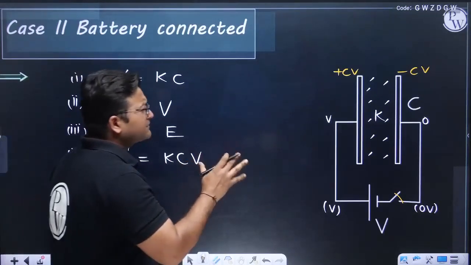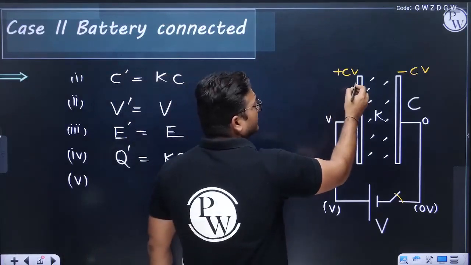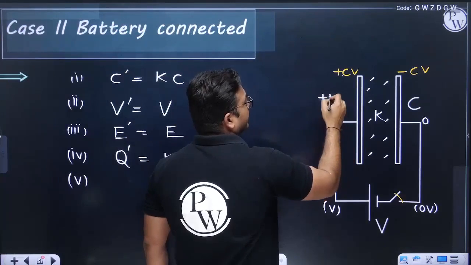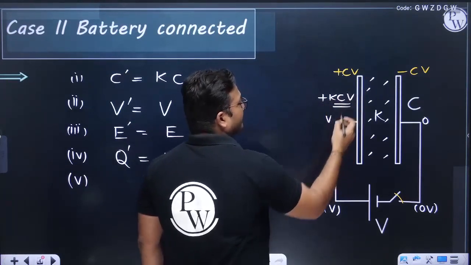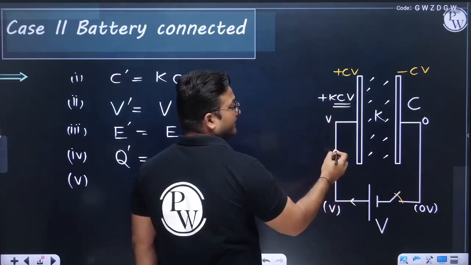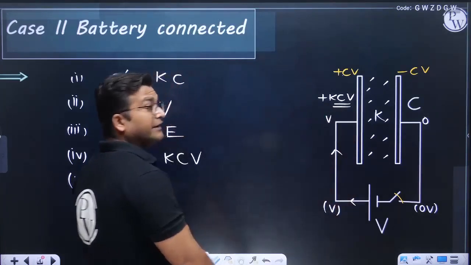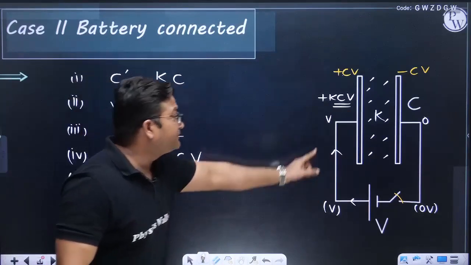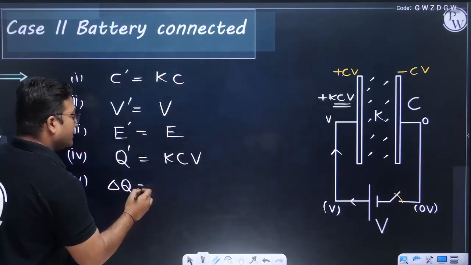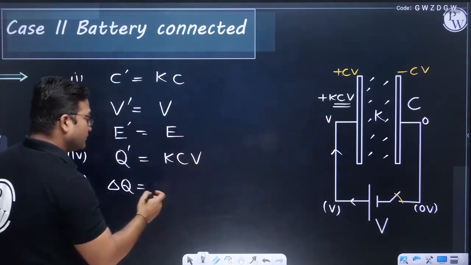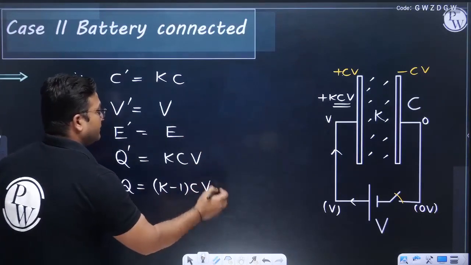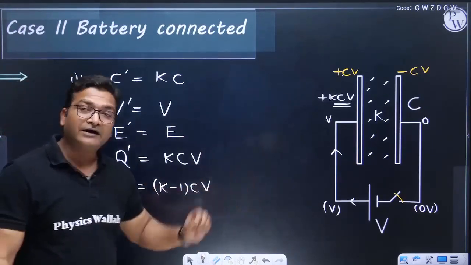So just think of it, if initially on the plates we have plus CV charge and finally we have plus KCV charge, it means some charge has flown through the battery onto the capacitor plates. The charge flown in these wires is going to be delta Q, and delta Q is the new charge minus the old charge, and that would be (K minus 1) CV.